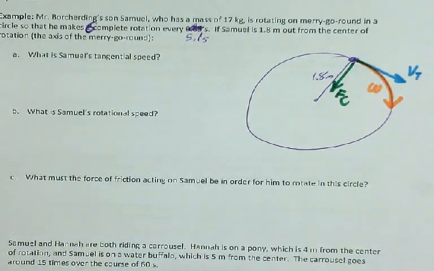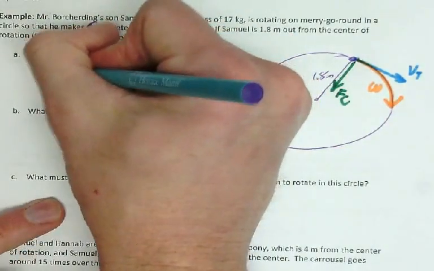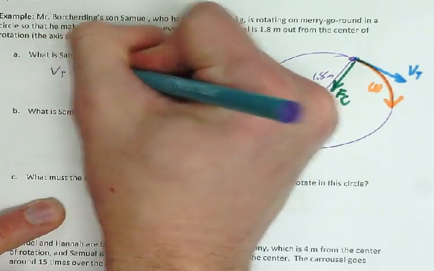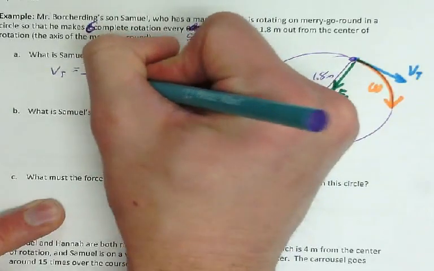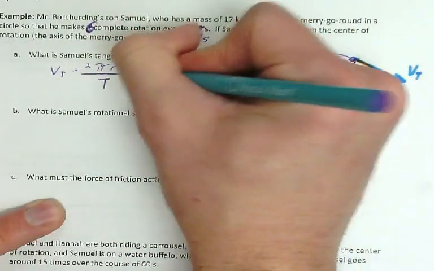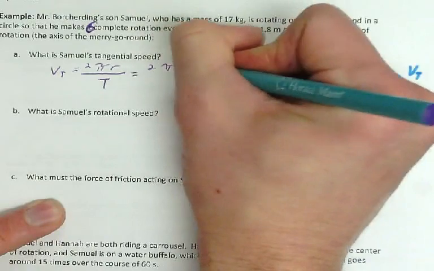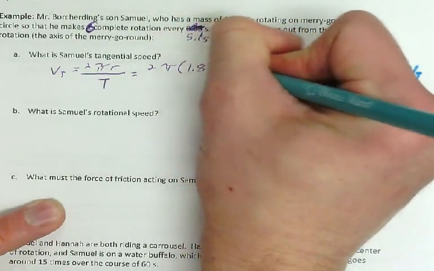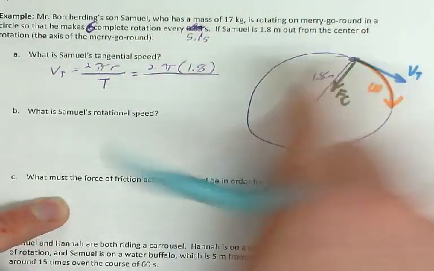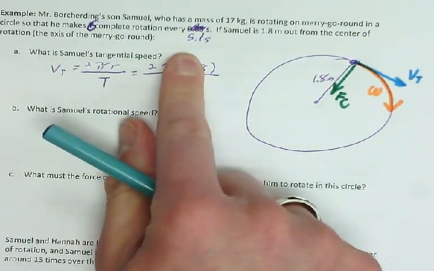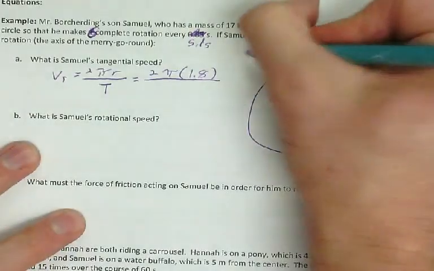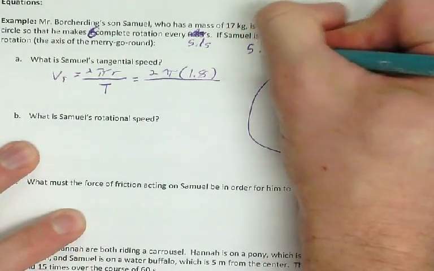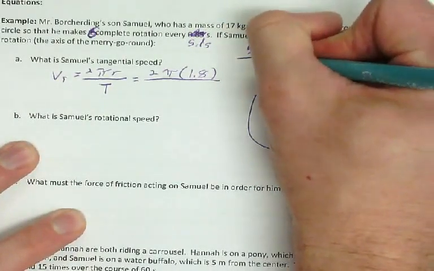Okay, so what's his tangential speed? So we just did this equation. Tangential speed equals 2 pi r over capital T, which is the time to go around once. So 2 times pi times 1.8 divided by T. Now the T is not 5.1 seconds. It's the time to go around once. So to find it, you take the time divided by how many times you went around.